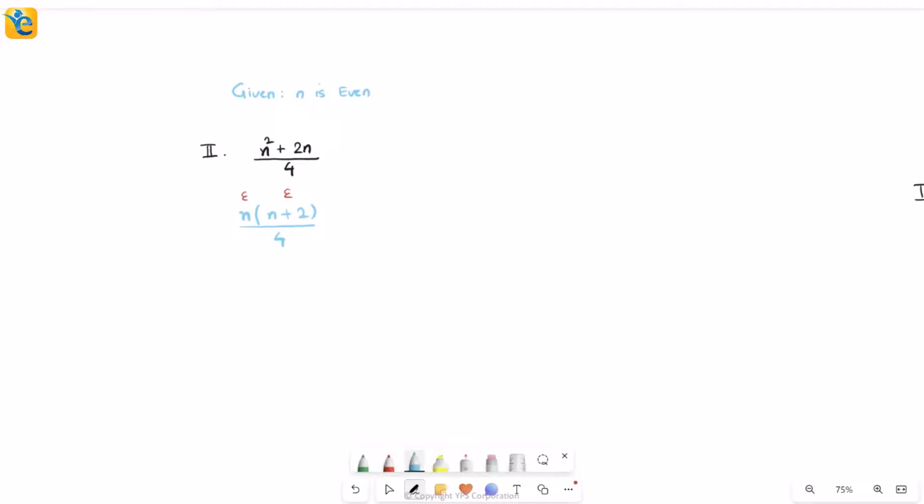Now see, again, that's easy to see once you use your n as 2a, because n is even. So n plus 2 becomes 2a plus 2. Now simply see that there's one 2 that comes from the 2a. There's another 2 that comes from the 2a plus 2.